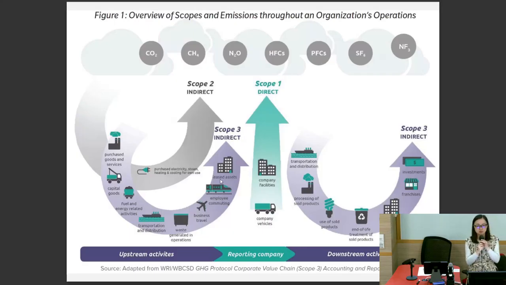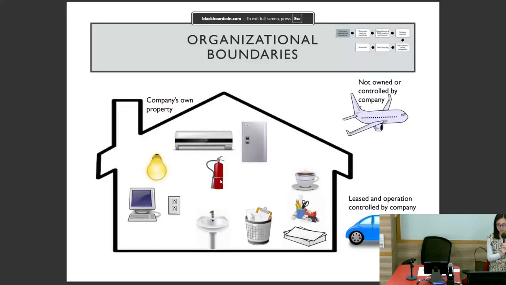Okay, so before the break, we have learned how to define the organizational boundary, and then what are the definitions of Scope 1, Scope 2, and Scope 3 emissions, and these are the reporting boundary, or sometimes we call it the operational boundary. Okay, so here is an example.